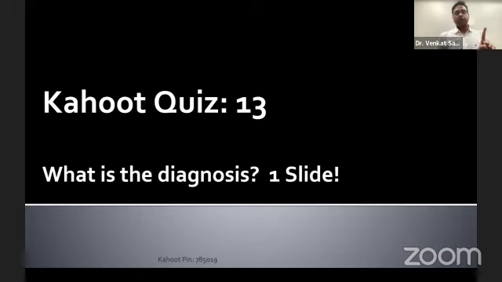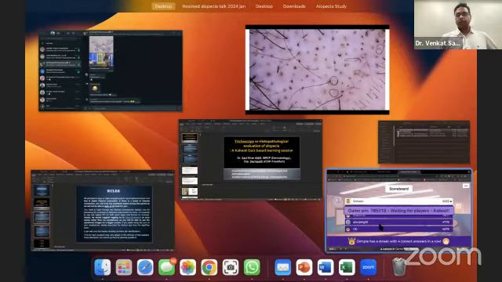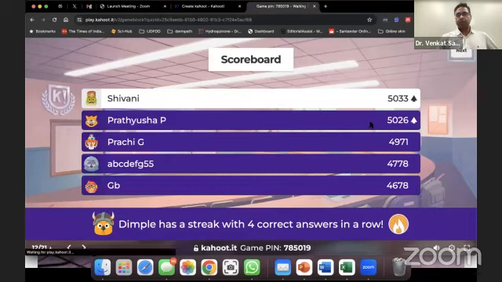Okay, this brings us on to Kahoot quiz number 13. You've got one slide and a diagnosis. This is your slide. I'll give you 10 seconds to look at the slide before we go on to Kahoot, where you'll be given 4 options to make a diagnosis. It's an easy trichoscopic picture, actually, to make a diagnosis. Okay, so coming up, quiz number 13.